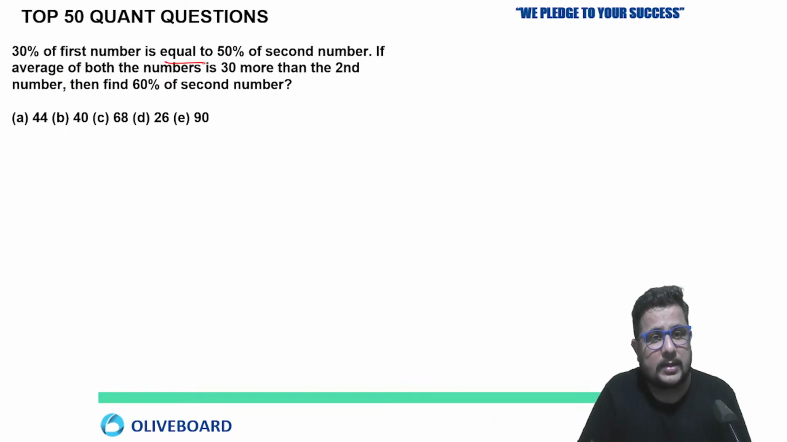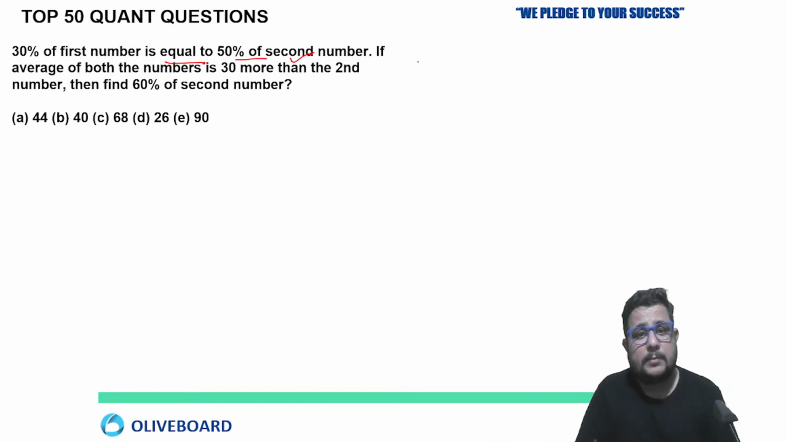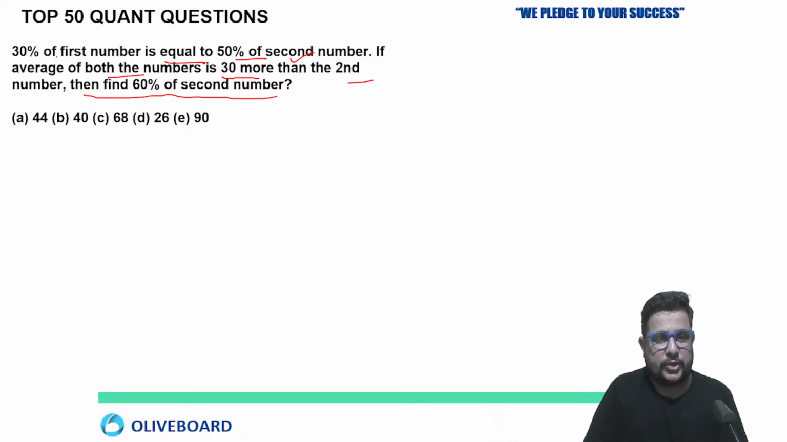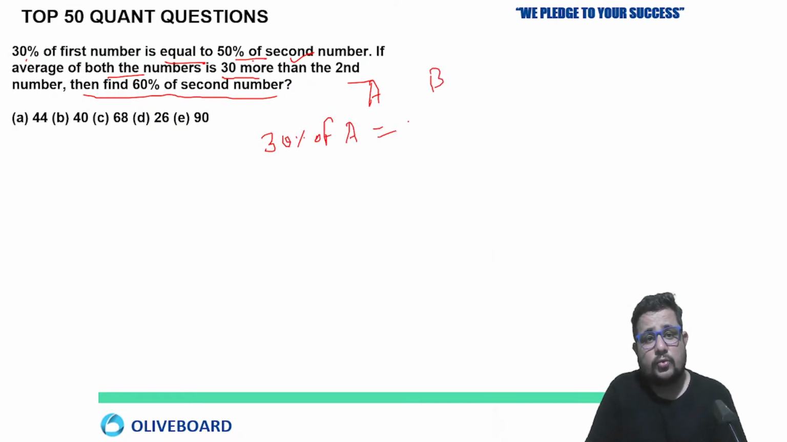30% of the first number is equal to 50% of the second number. If the average of both the numbers is 30 more than the second number, then find 60% of the second number. So see, 30%, what are they saying? Very good, Varun. Now you got it. How to approach these kind of questions easily. Now, 30% of the first number is equal to 50% of the second number. So we can say that the numbers are A and B. So 30% of A is equal to 50% of B.